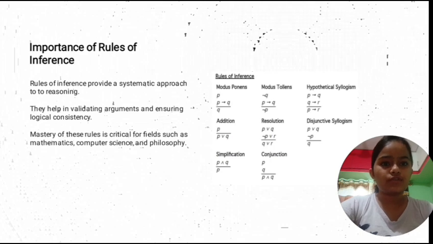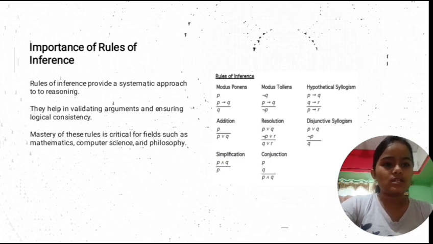Importance of rules of inference. Rules of inference provide a systematic approach to reasoning. They help in validating arguments and ensuring logical consistency. Mastery of these rules is critical for fields such as mathematics, computer science, and philosophy. So there are different types of rules of inference.